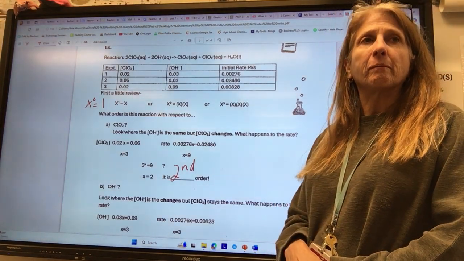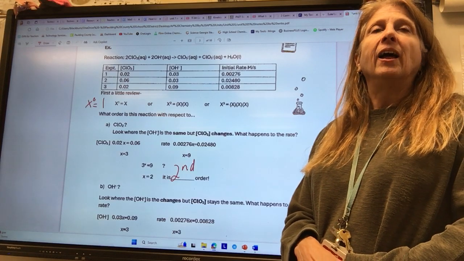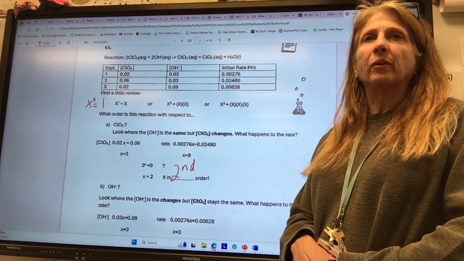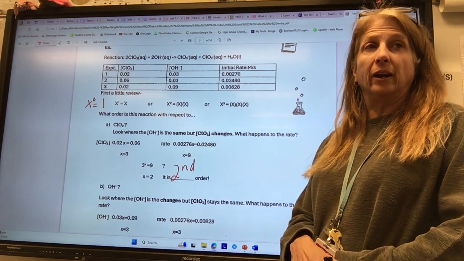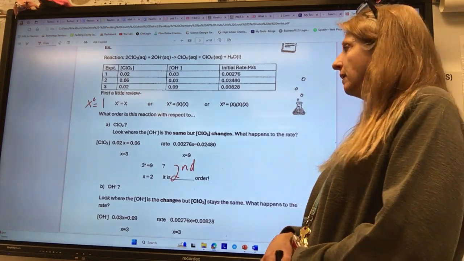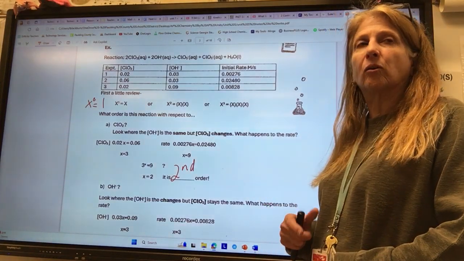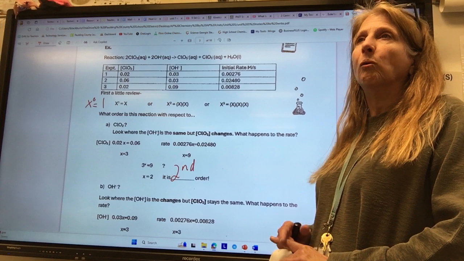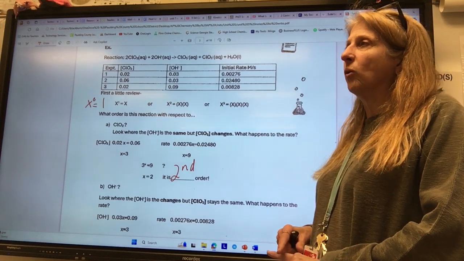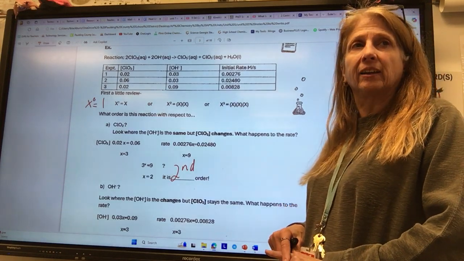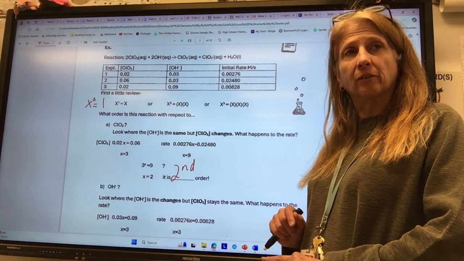Yes, ma'am? Will the order reaction only go up to the third power? Yes. And third is going to be rare, because the more chemicals you have, that's more things that have to be oriented just right to react, and their chances go down.